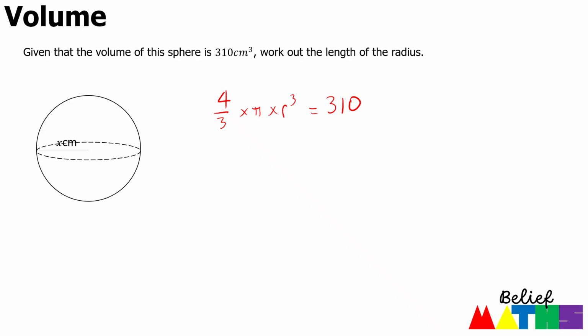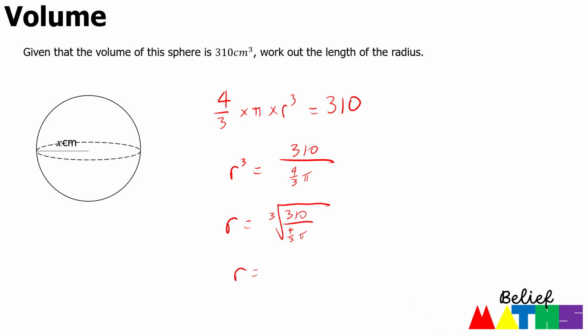Now, to make this easier, we're trying to isolate this radius cubed. So we can bring this whole thing over in one go. We can say that, well, the radius cubed is equal to 310 over 4/3 pi. And then again, the opposite of cubed is cube root. So we can say the radius is equal to the cube root of 310 over 4/3 pi. And because we have a calculator, that will do all the work for us. We just have to be very careful how we write this.